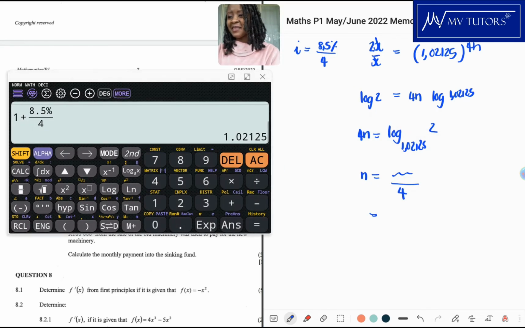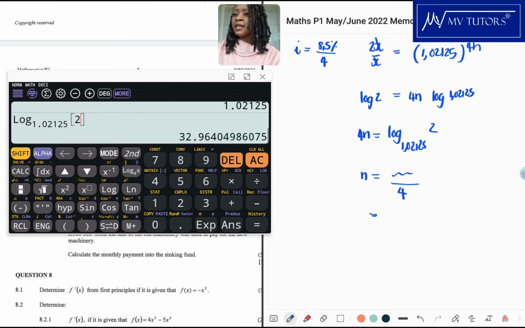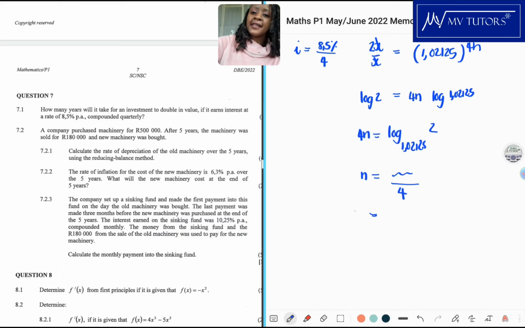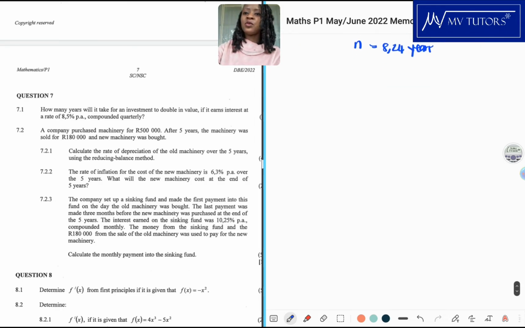Okay, so logs, where are the logs on this calculator? Okay, so we have log base 1.02125 of 2, and then we're dividing it by 4, so we get 8.24, and that is the amount of years, 8.24 years. Okay, and that is it. So we can move over to 7.2.